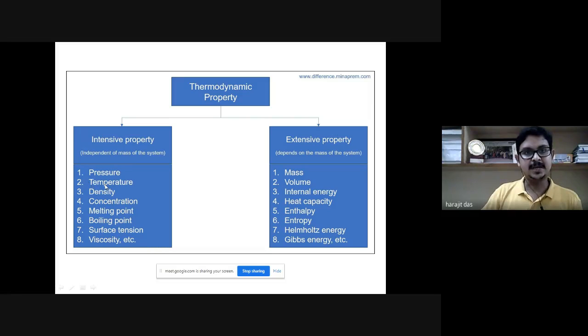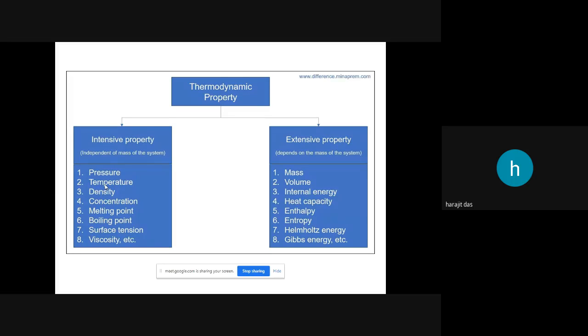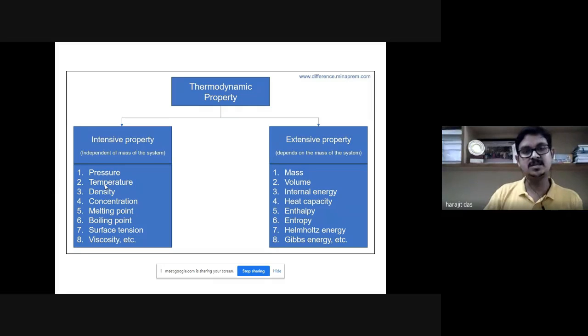Then the temperature. The temperature of our room may be 25 degrees centigrade, or let's say 30 degrees centigrade. The outside has a large number of meters, a large amount of mass, isn't it? So the temperature does not depend on the mass of the system. So it is also an intensive property, independent of mass.